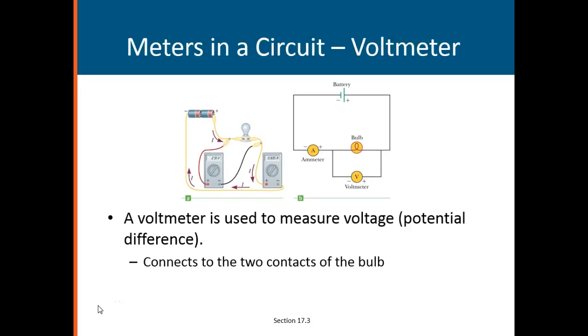The voltmeter is used to measure the voltage, or potential difference, across the bulb, or across the battery, or across the ammeter. It's connected to the two contacts of the bulb. Now this shows it connected to the wire, but you have to actually pierce the wire. Usually you connect one here and one there. That measures voltage, the potential difference across the load, the bulb.